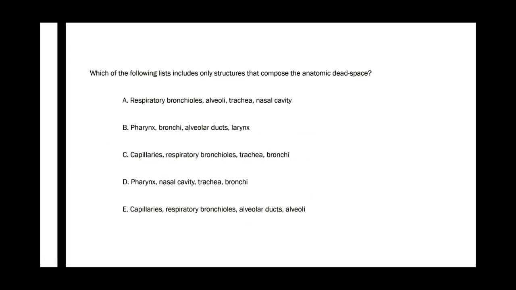Okay, which of the following lists only structures that compose the anatomic dead space? So anatomic dead space is all the way from the nose to the terminal bronchioles, right? So it's not A, because that has respiratory bronchioles. It's not B, because that has alveolar ducts. It's not C, it has capillaries and respiratory bronchioles. And it's not E, because of the same thing, so it's D, anatomic dead space.